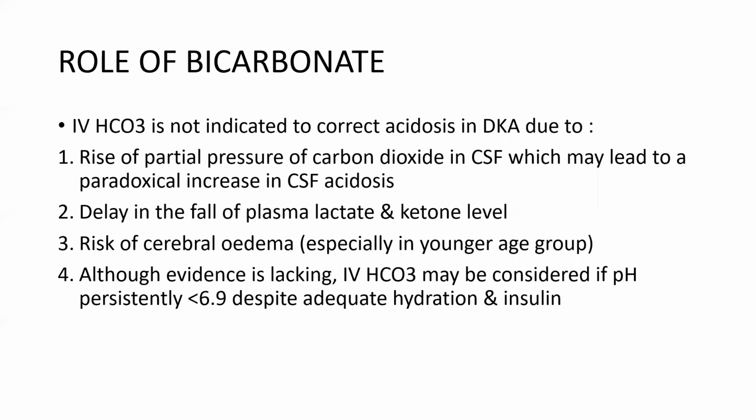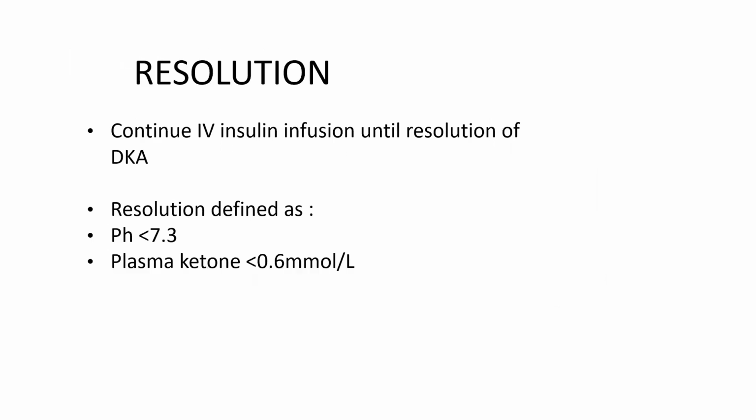So the fourth point is, like I've said earlier, although evidence is lacking, bicarb might be considered if pH is persistently low despite adequate hydration and insulin. So we can say that DKA has resolved when the pH of the patient is more than 7.3 and the plasma ketone is less than 0.6 millimole per liter. But do bear in mind that we need to continue IV insulin infusion until the resolution of DKA.